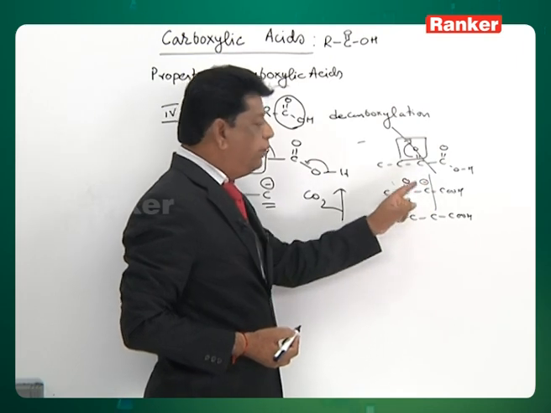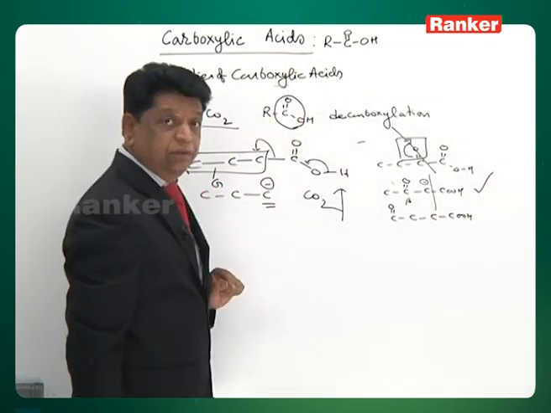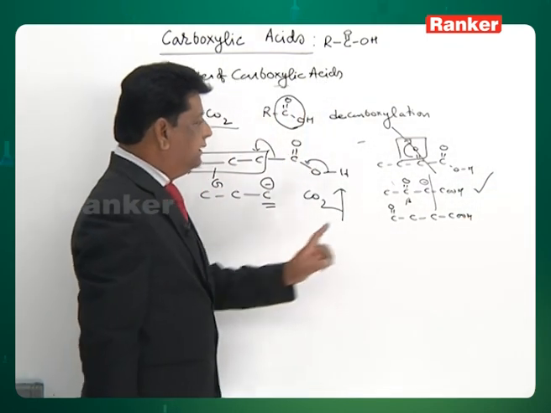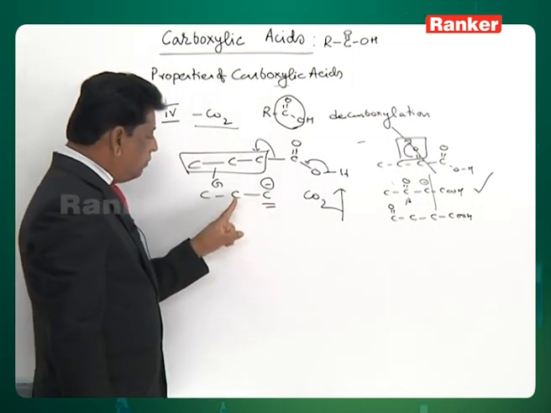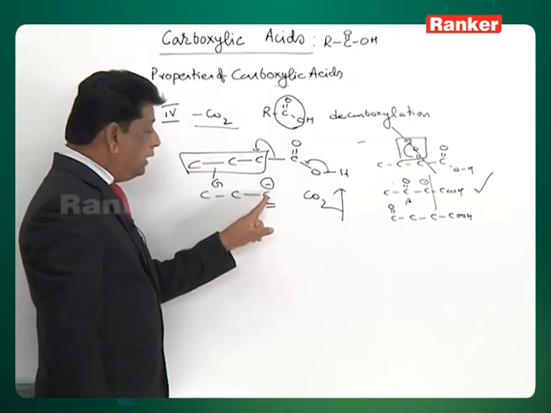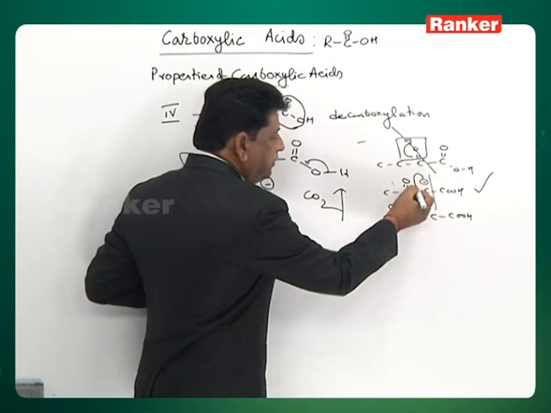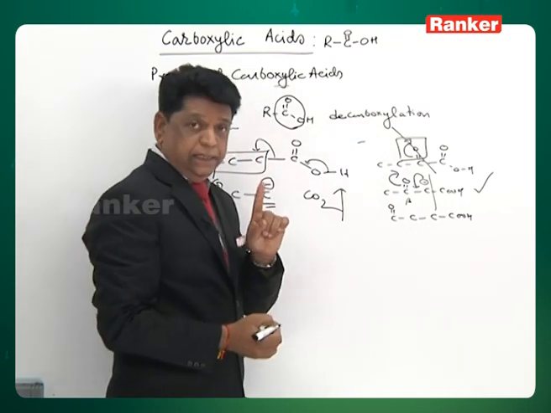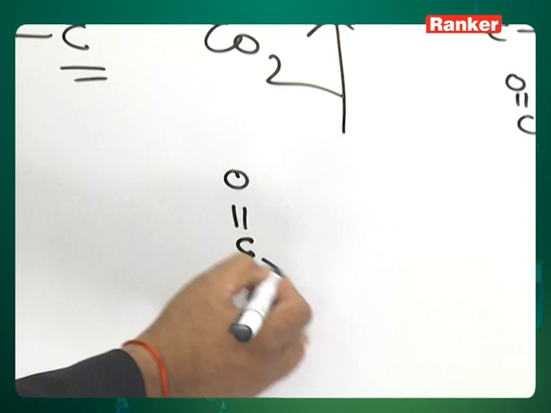So, beta keto acids will be more favorable for the decarboxylation. This is one fact. The CO2 removal makes the anion. So, the carbonyl group should be on the next carbon, not on the same carbon. On the next carbon, if it is there, the minus comes and shows resonance. This is one reason. There is one more reason.